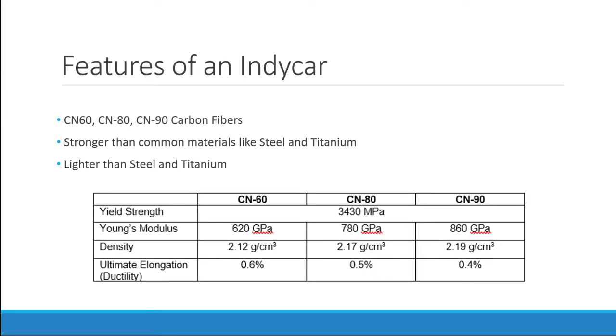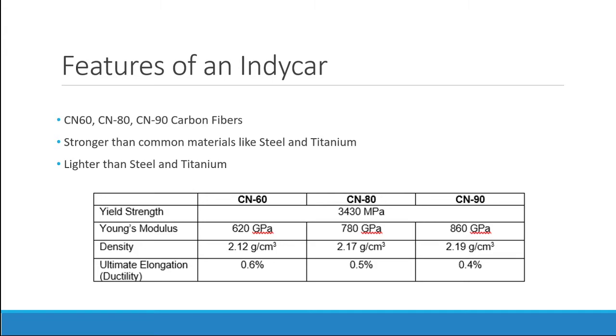Since there are many different types of carbon fiber, getting accurate numbers for property specifications is not the greatest, but I'll show you guys the properties of a few different types of carbon fiber that I researched. Those types are called CN60, CN80, and CN90 carbon fibers. The CN basically just means that it's a carbon-nitrogen mix, and the numbers just show the strength of the carbon fiber weave. The generalized yield strength for all of these is around 3,430 megapascals.